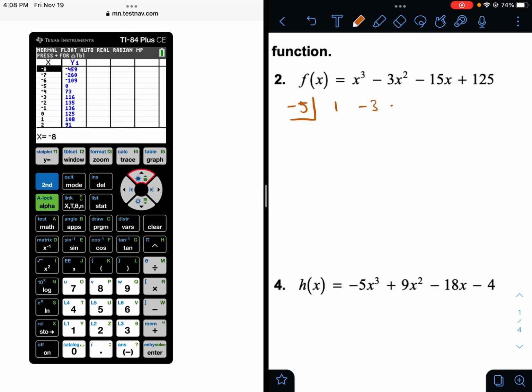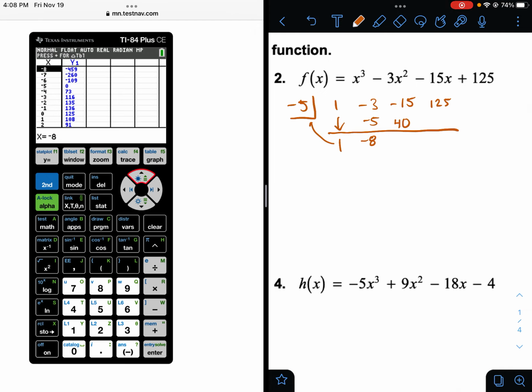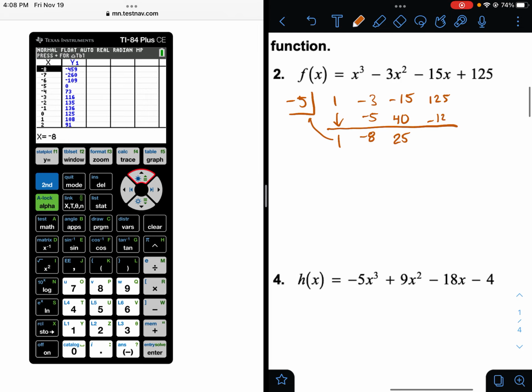So nothing new here. I'm just going to run this through synthetic division, and then we can go from there. Which number comes down, 1 times -5, -5, -3 plus -5 is -8, -8 times -5 is 40, -15 plus 40 is 25, 25 times -5 is -125. And so I do get that 0 that I want there at the end.